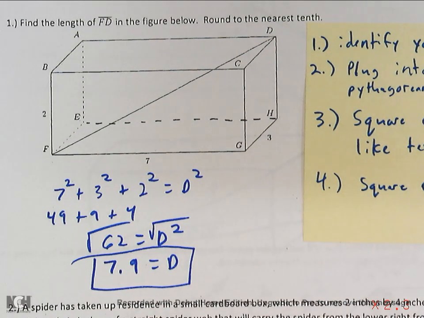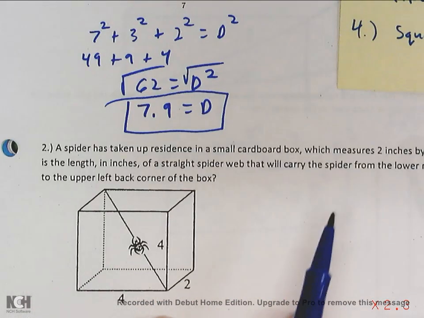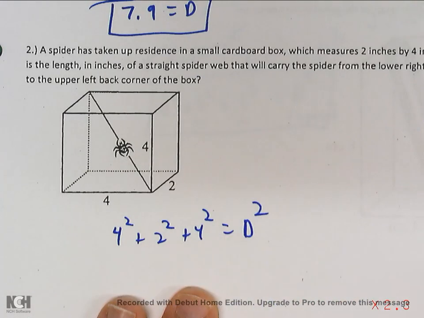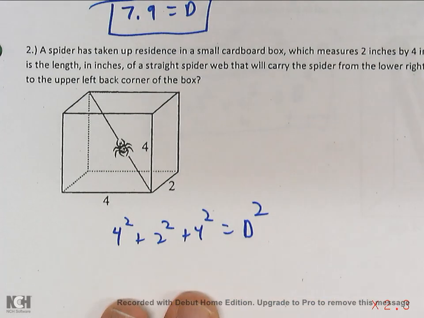Okay, not that tough, right? Again, length, width, height. To set up this one, it would be 4 squared plus 2 squared plus 4 squared equals the diagonal squared. Okay, not too tough, right? Length, width, height, square them, add them together, square root.